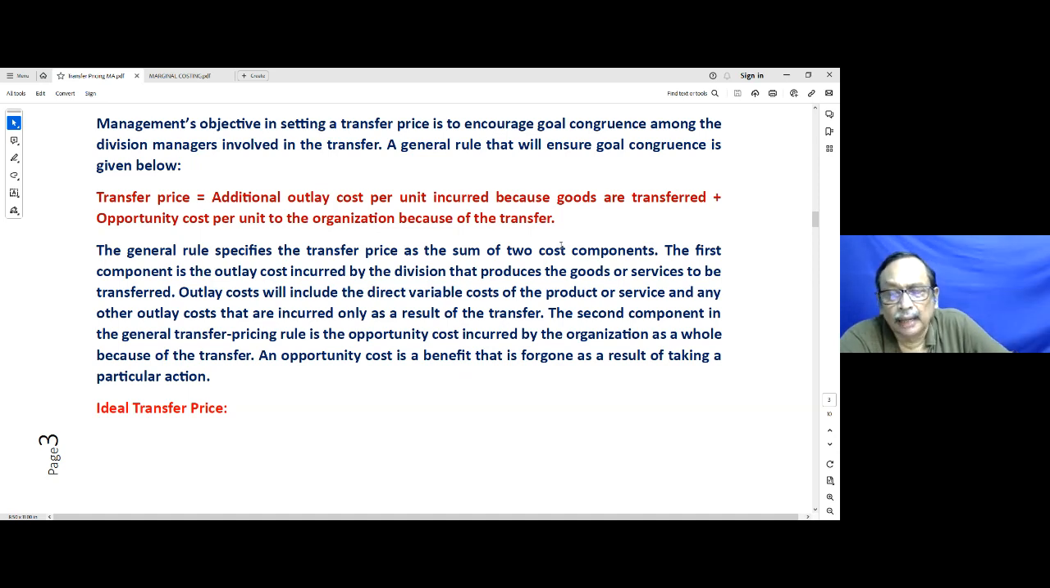So that's why I have mentioned the second component in the general transfer pricing rule is the opportunity cost incurred by the organization as a whole because of the transfer. An opportunity cost is a benefit that is foregone as a result of taking a particular action. So if you are going to withdraw yourself from the external market and transfer the goods to division B, then you are required to stop external sales, and in this process you are going to lose certain contribution. That is the opportunity cost.